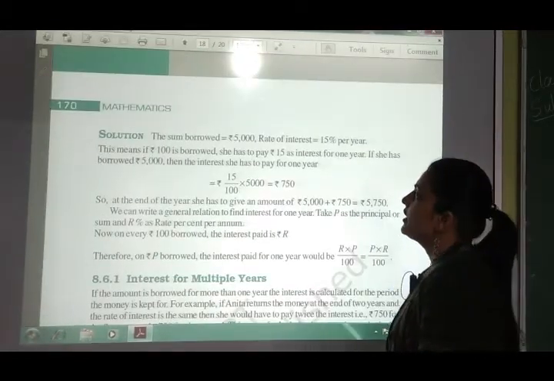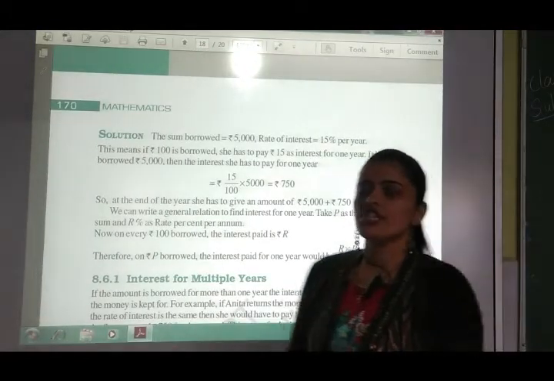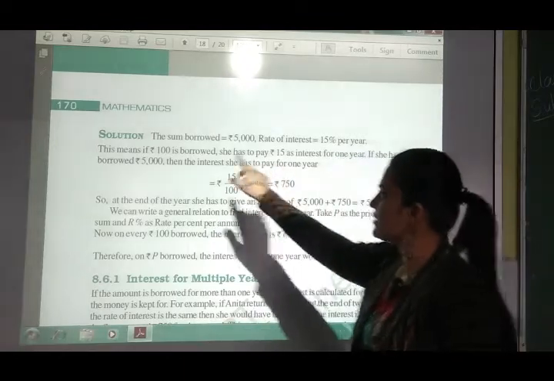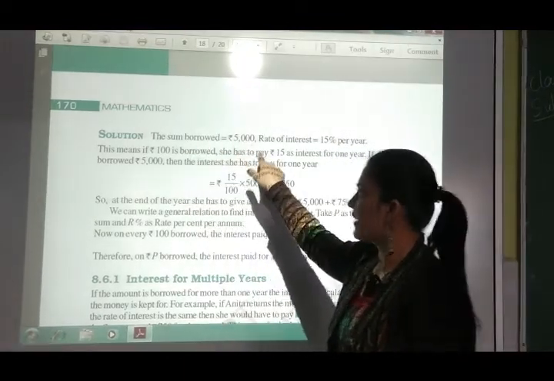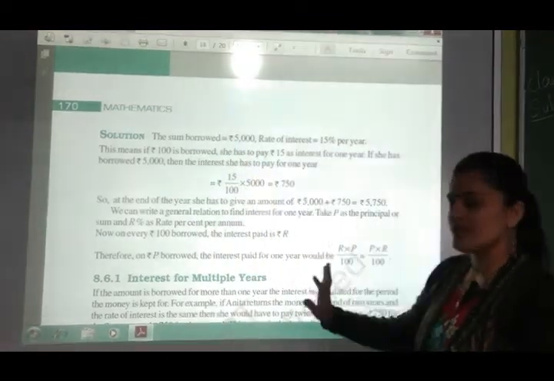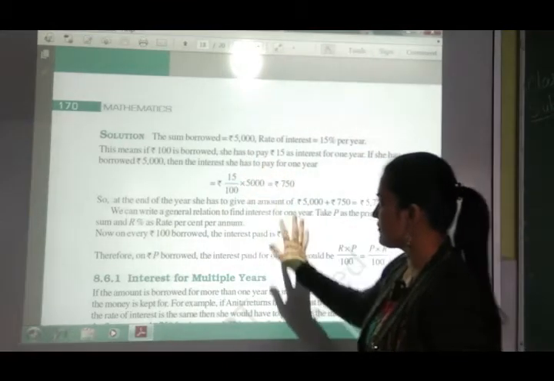Now the solution. The sum borrowed. How much money has she borrowed? 5,000. So the sum borrowed is rupees 5,000, which is also called the principal. So principal is equal to rupees 5,000.